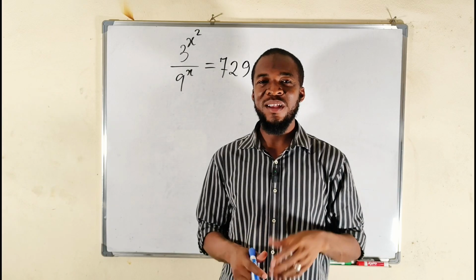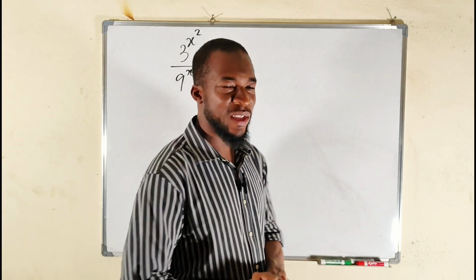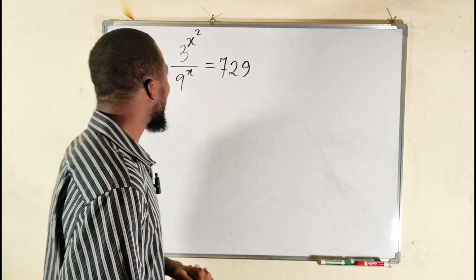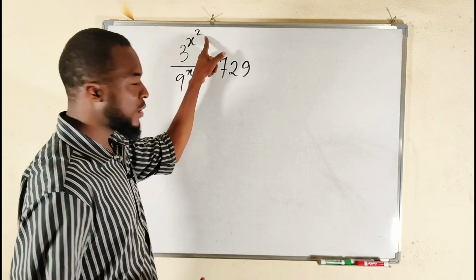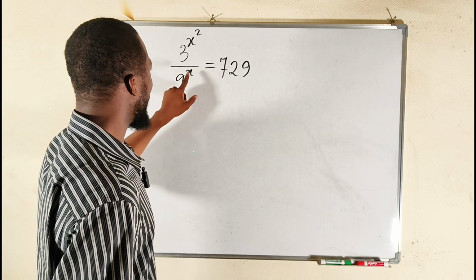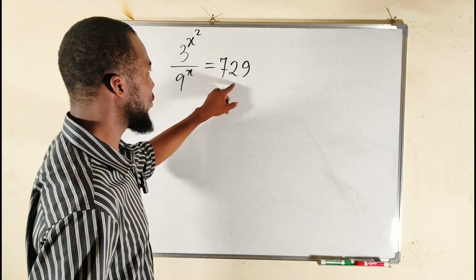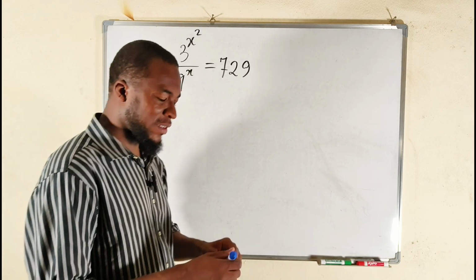Hello, good day viewers. In this tutorial, we are going to provide a solution to this very simple exponential equation, which is 3 raised to the power of x squared divided by 9 to the power of x equal to 729. All right, let's get started.